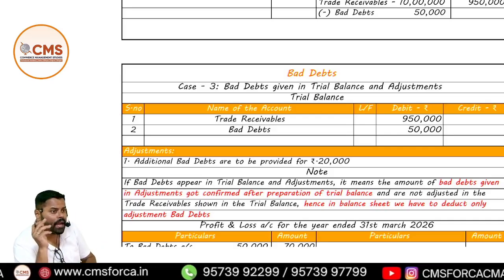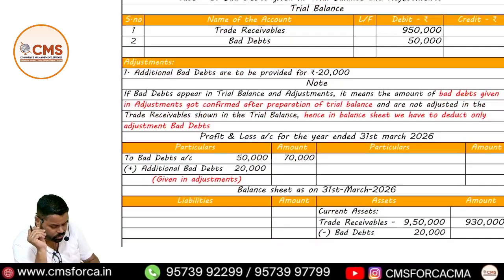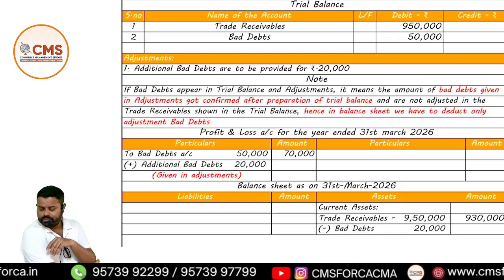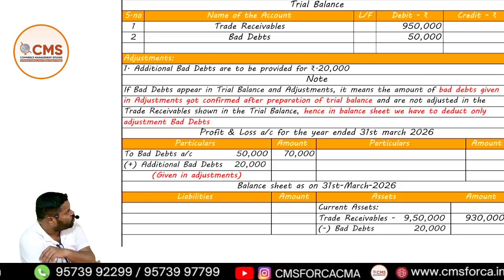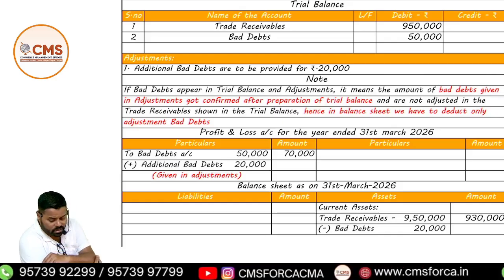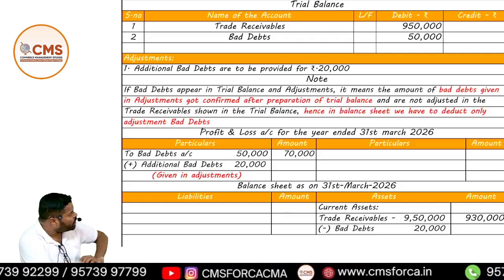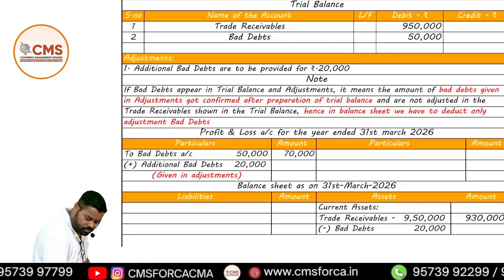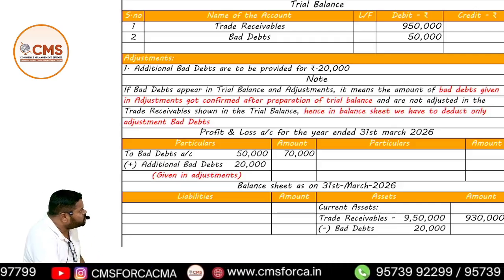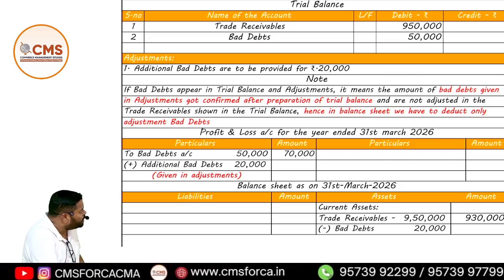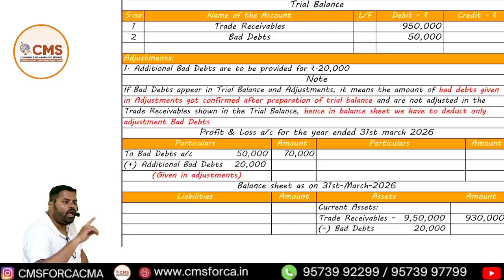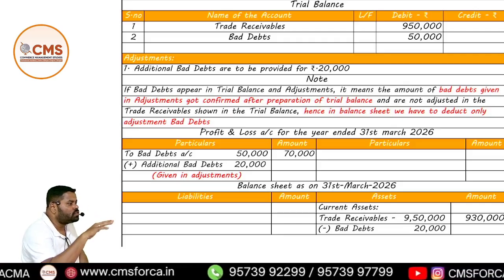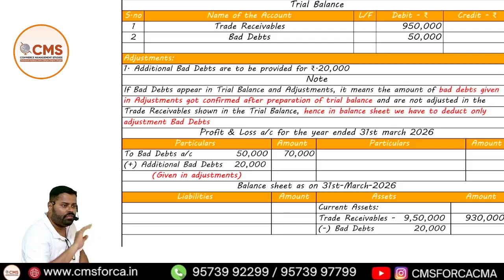Now let's combine 1 and 2. Read the scenario and then we will discuss. Okay. Now, the trial balance is prepared already. How many accounts do you see in your trial balance? 2 accounts are there. What are the accounts? Trade receivables 9,50,000 and bad debts 50,000, which means that before preparing the trial balance itself, your business has sustained a loss of bad debts to the extent of 50,000.